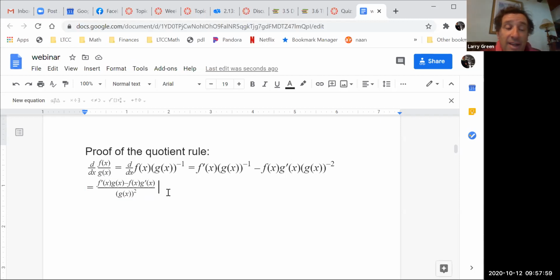Low d high minus high d low, square the bottom, away you go. It's the same thing. I wrote it as d high low minus high d low, square the bottom. That's the same thing. Any questions on the proof of the quotient rule?